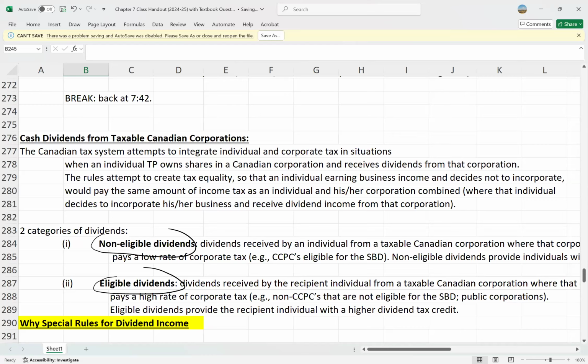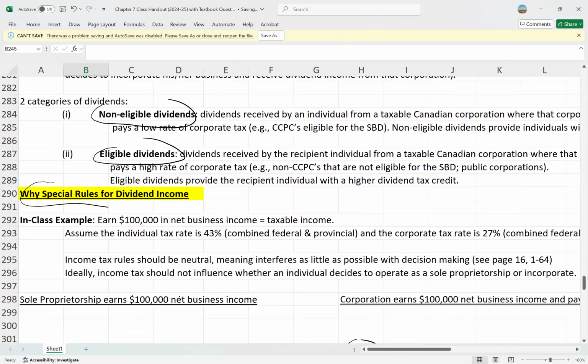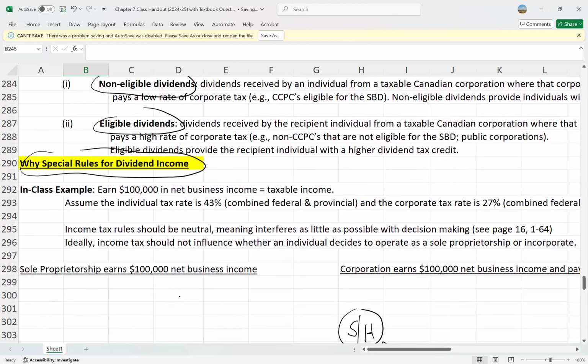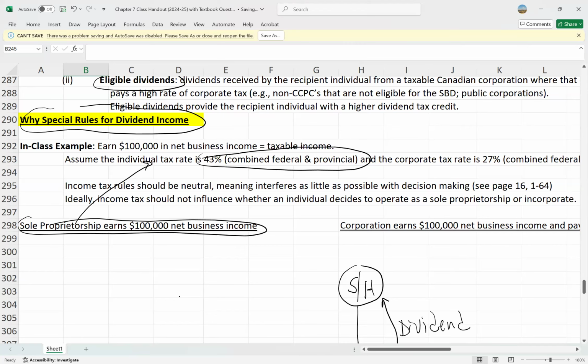But before we get into the actual calculation, I want to explain why we have special rules for individuals when it comes to calculating their dividend income. We're just going to compare two scenarios here. Let's say we have a sole proprietorship who is earning $100,000 in business income. Now, we're going to assume that this individual has a tax rate of 43%. That's their combined tax rate, federal and provincial.